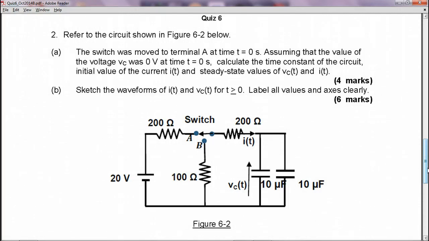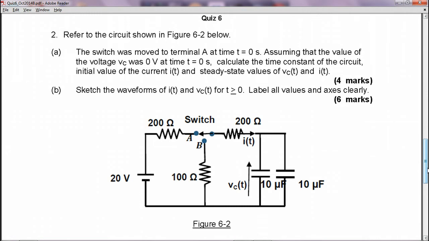This time we look at quiz 6, which we have just completed, and the solution to question 2. Now, question 2 has the circuit shown in figure 6-2, and part A wants us to calculate the time constant of the circuit when the switch is moved to terminal A.